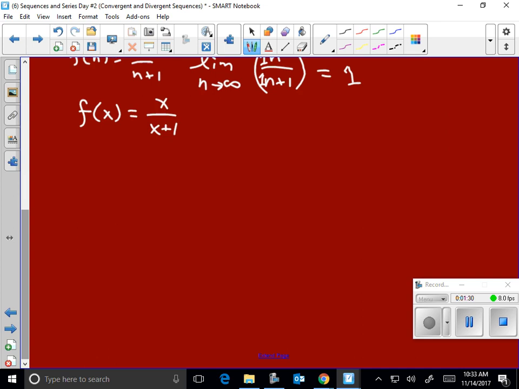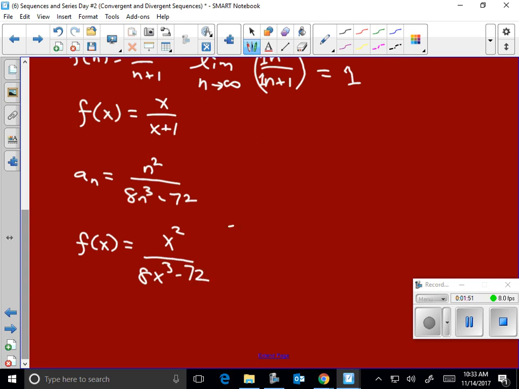Okay. Now, let's take another example. Let's say my function or my sequence is n squared over 8n cubed minus 72. Well, just think of it as a function, x squared over 8x cubed minus 72. What would you have done? Take the limit as x goes to infinity of said thing. Now, why would I do this? Because it doesn't matter whatever is hanging off the end; I just take the two highest powers and compare them.